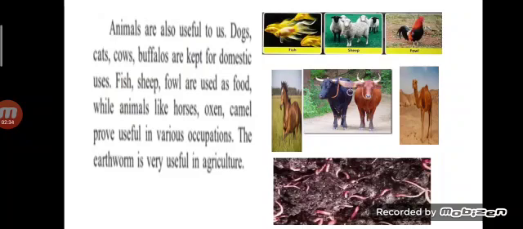in loosening up the soil. So even from the tiniest worm to all the animals and all the plants, all are very useful and all interconnected.